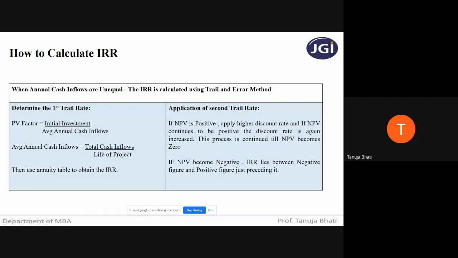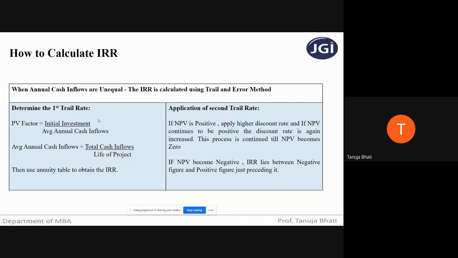Now, application of the second trial rate. See students, I have already told you that IRR is going to be that rate where your NPV is going to be 0. Suppose you get the first trial rate as 10%, and at 10% your NPV is not coming as 0. See, the NPV formula is PV of cash inflows minus PV of cash outflows. Suppose at 10% also you are not getting the NPV as 0, then what do you have to do? Application of second trial rate.